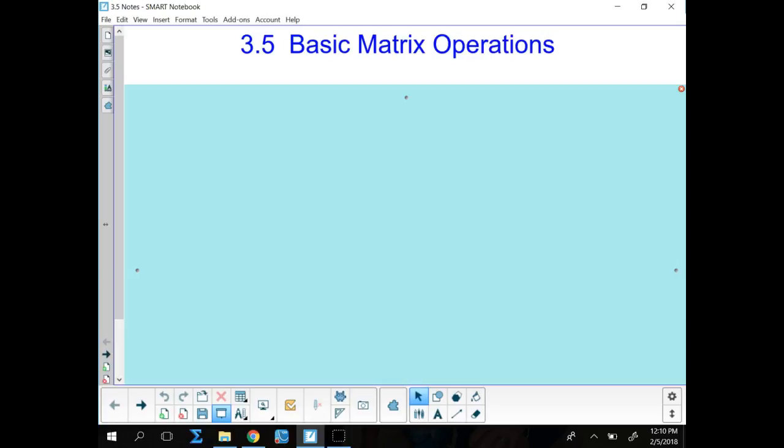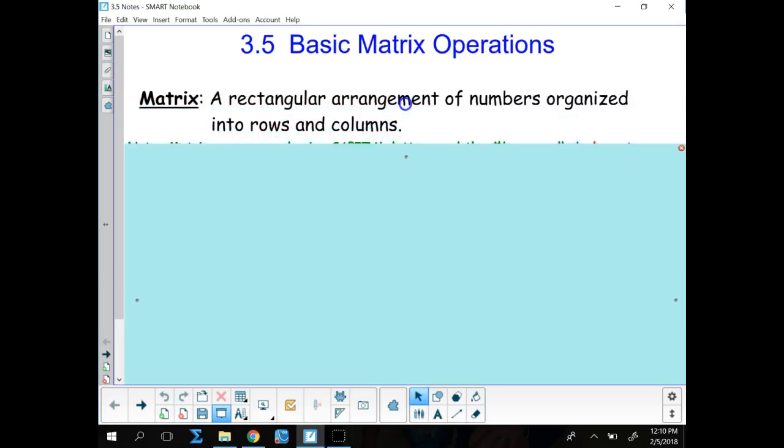So, matrices. Matrix is the singular. Matrices is the plural. A matrix is a rectangular arrangement of numbers organized into rows and columns.